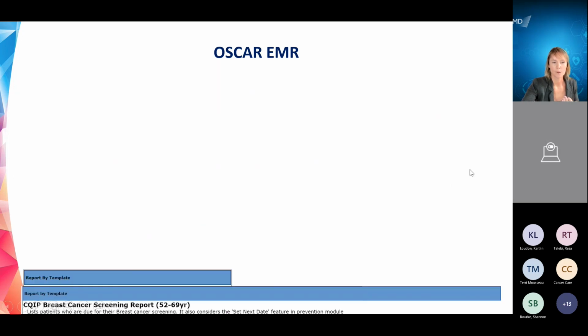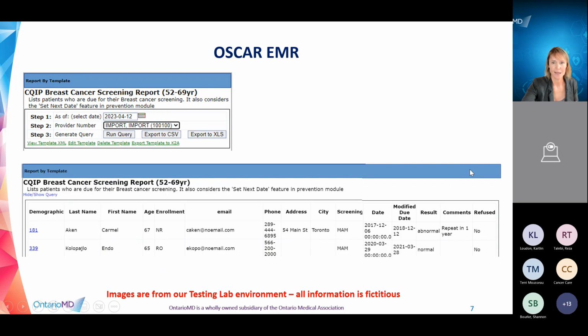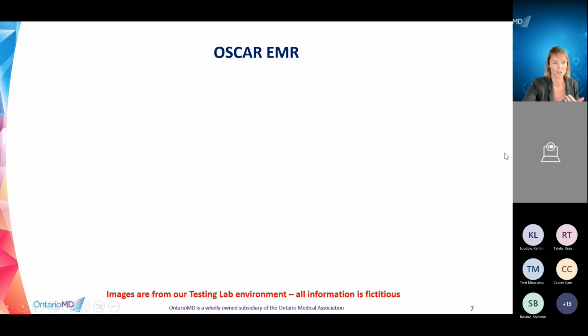There's also a report by templates or RBTs. They may already exist in your system, or you can import them. This is an example of the CQUIP breast cancer screening report, which you'll have available to you as well. So when we run this report for the specific as of date, we get this list here that shows you, we see that they're not refused, you have your patient list, and it does have a demographic link as well so that you can jump to the patient's chart.